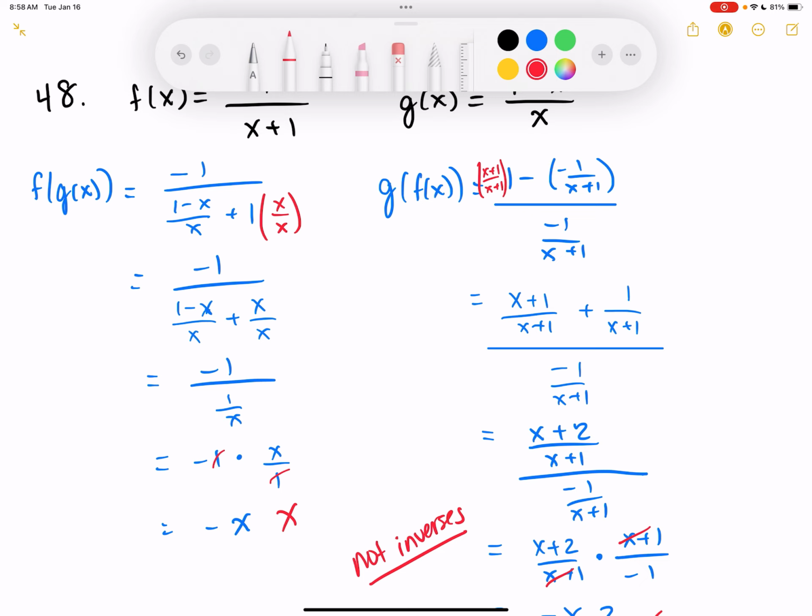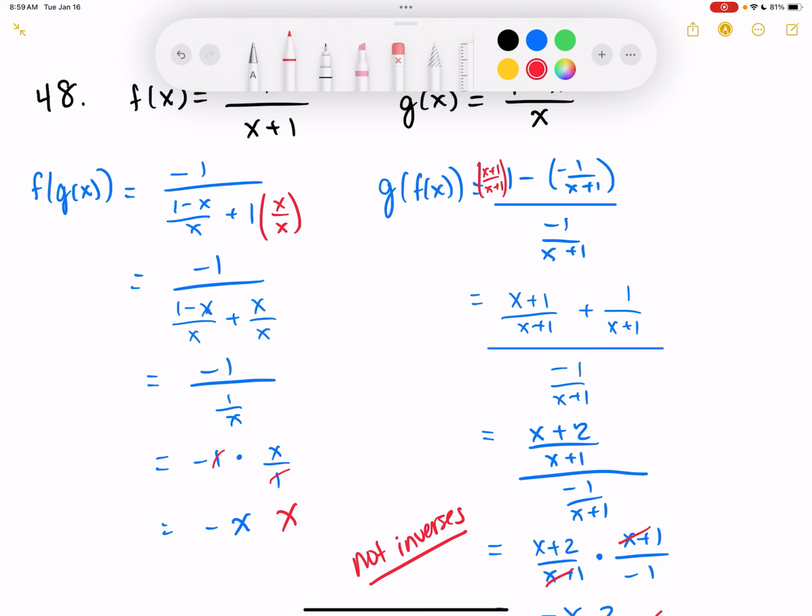Any questions on f of g of x? We multiplied by x over x to do what? To get a common denominator on the bottom. Because the g of x function is 1 minus x over x. So that's why we had to do x over x to get that common denominator. And the other problem that we did, it was x minus 3 or something. So we had to multiply by that to get a common denominator, which ultimately led to it canceling. Alright, I get it.